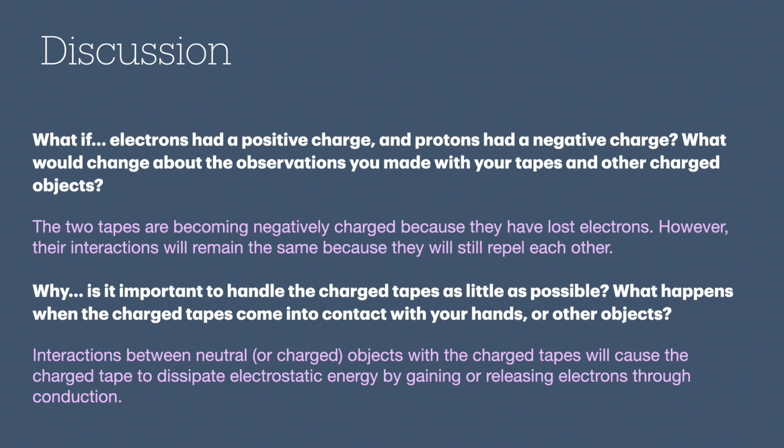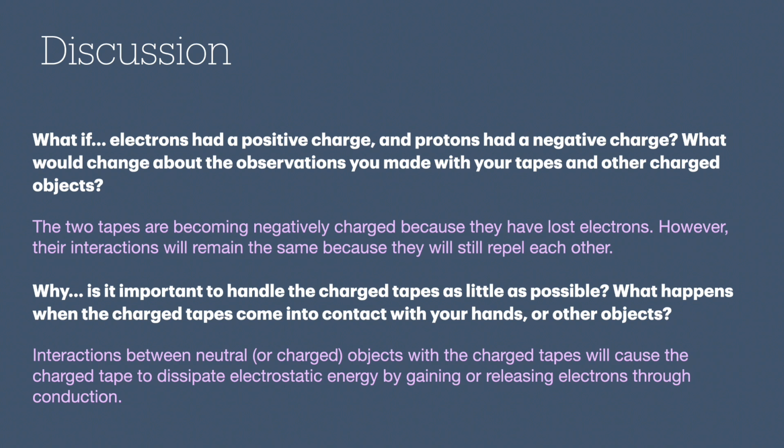The what-if question asks: if electrons had a positive charge and protons had a negative charge, so the charge is reversed, what would change about the observations I made with my tapes and other charged objects? First of all, the two tapes would both become negatively charged because they have lost electrons and protons are negative. However, their interactions will remain the same because they will still repel each other. The electrostatic rule of similar signs repelling and opposite signs attracting will not change.